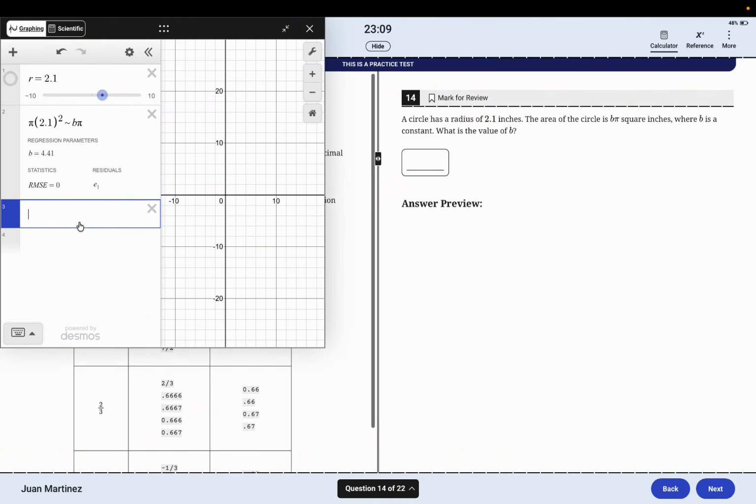Or you can just realize you can just square 2.1, which is 4.41. Right, so nothing too fancy. I kind of made it a little more complicated. I feel like this is the faster way of doing it, but it's whatever you want to do. So 4.41. Let's move on.